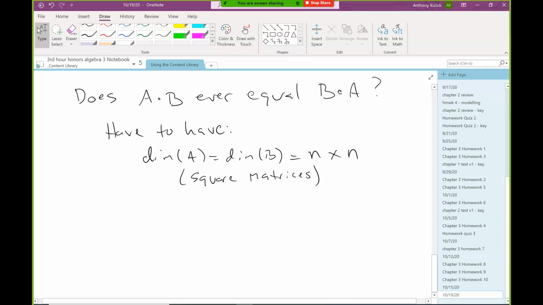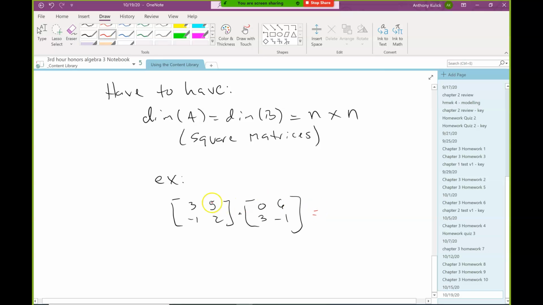So let's look at an example and see if that works. Let's say A is the matrix 3, 5, -1, 2. I'm just picking some random numbers here that aren't too inconvenient. So maybe B is 0, 6, 3, -1. So let's see, 3, 5 times 0, 3. Well, that's going to be 0 plus 15. And then 3, 5 times 6, -1. That's going to be 18 minus 5, so 13.